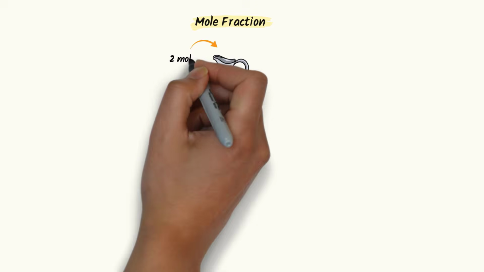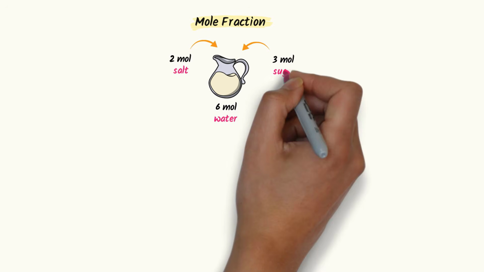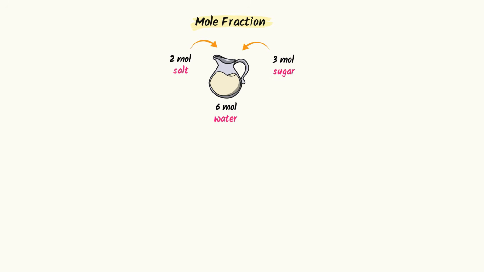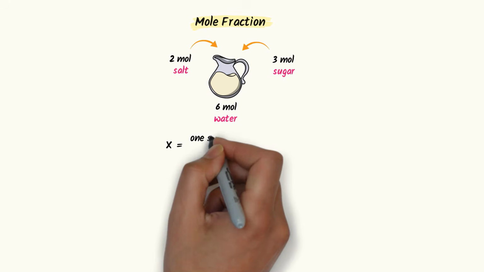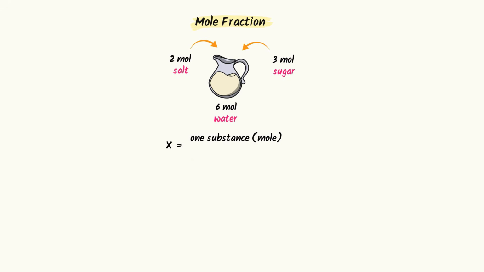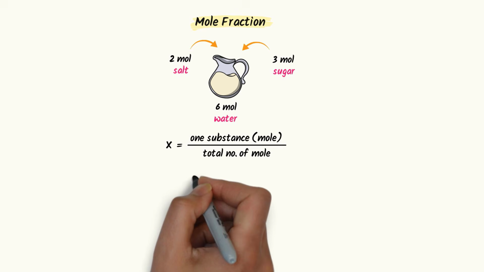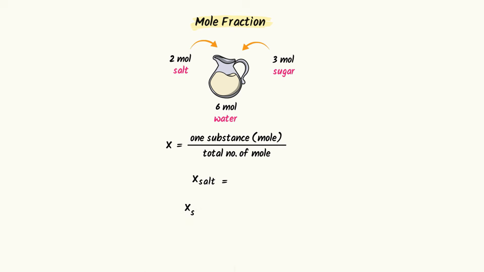Finally, we will learn mole fraction. Well, it is a very confusing topic for students. Let's consider that I take 6 mole water in this object. I add 2 mole table salt and 3 mole sugar to it. We know that mole fraction is equal to number of moles of a particular substance upon total number of moles. Now I will find mole fraction of salt, mole fraction of sugar and mole fraction of water.